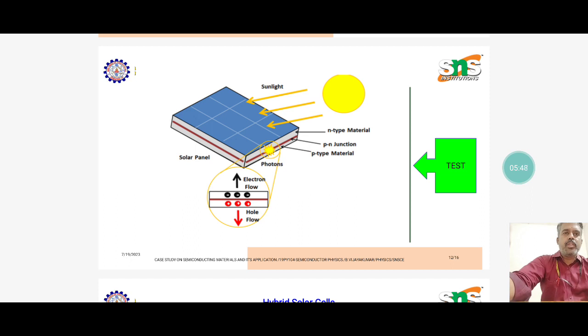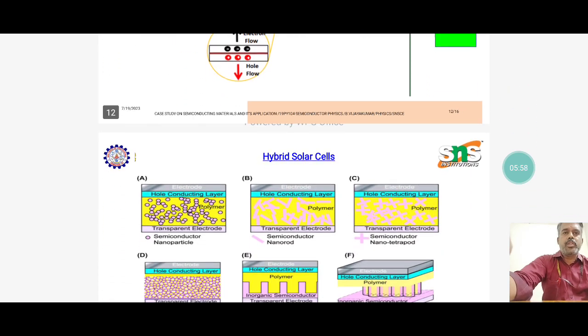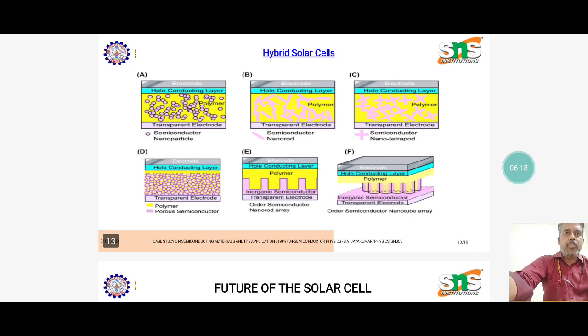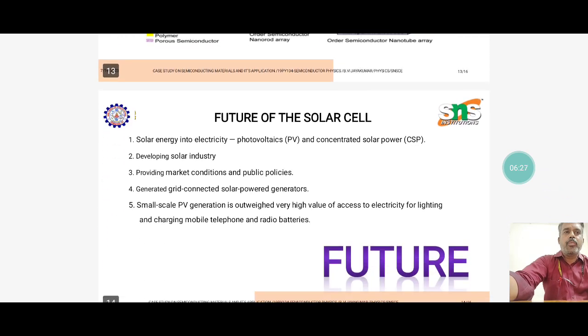So the function of the n type and p type materials relies on the photoelectric effect in the solar panel, and finally we get electrical charges. Then another type we discussed is the normal solar cell, and the next one is the hybrid solar cell. This is all part of the testing concept of DT. I have given pictures of the hybrid formation, with vertical and horizontal arrangements and different layers formed in the hybrid.